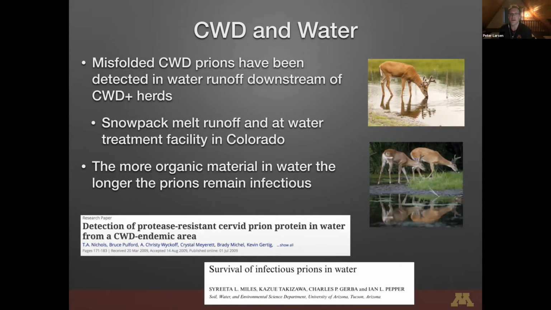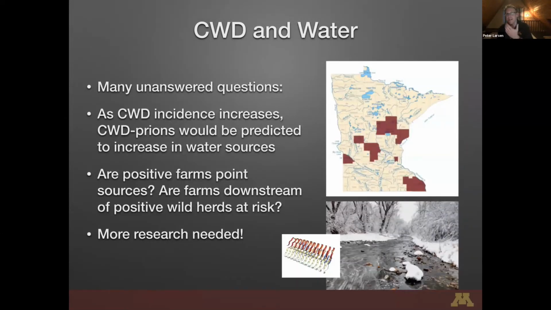There's also work showing that they were able to identify those misfolded prions at the intake of a water treatment plant. Okay, so likely very low levels. If you think about prions coming into a water system, right, those are going to be diluted quite a bit, but nonetheless, they're able to detect them. There's also work showing that the more organic material in the water, the longer the prions remain infectious. Okay, so organic material in the water is another factor of this interplay between those prions in the environment and water sources. So there's a bunch of unanswered questions about this.